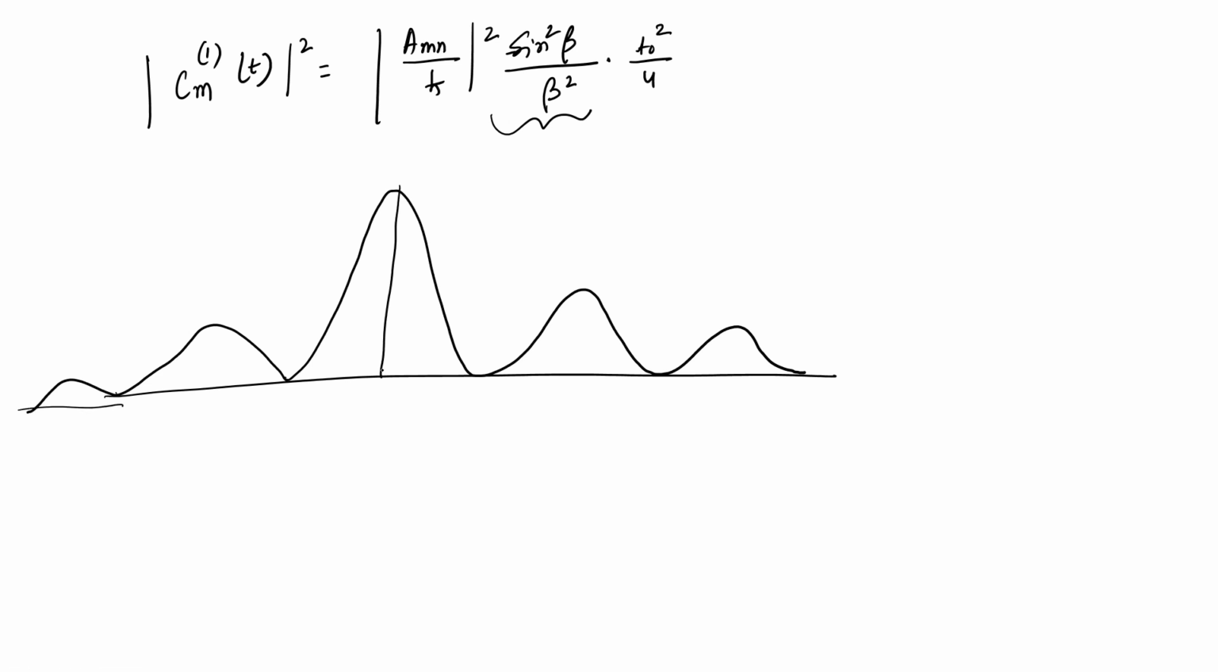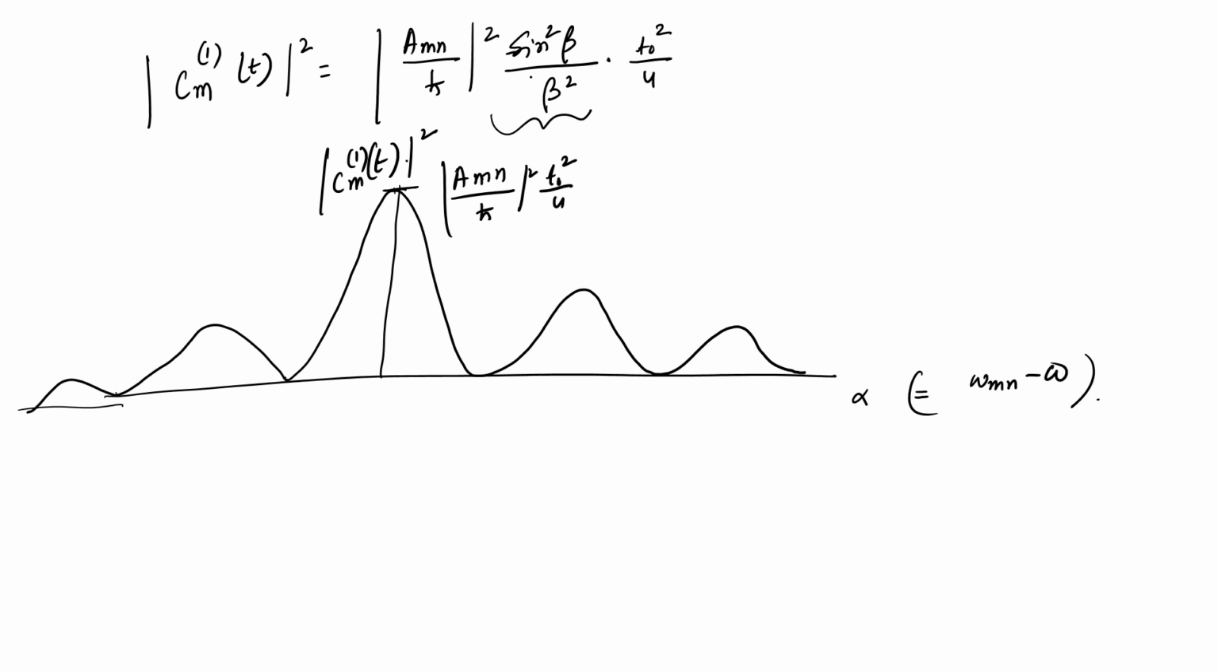Well, it is symmetric. Do not mind too much about the details of the drawing, but it is of course symmetric. So, this is your |C_m^(1)(t)|^2 being plotted as a function of alpha, which is nothing but omega_mn minus omega. Okay. So, that has been plotted as a function of that. What we plot is sine square beta by beta square. Okay. And this peak value is equal to |a_mn by h cross|^2 into t_0 square by 4. That is when sine square beta by beta square equals 1, and this will happen at 0, will happen at 2 pi over t_0.